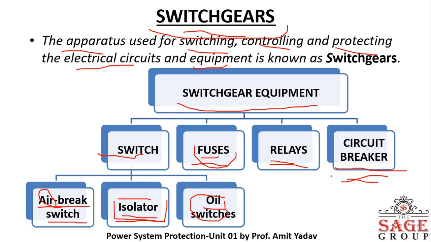Now the next one is the circuit breaker. A circuit breaker is also a type of switchgear equipment. It is equipment which can open or close a circuit under all conditions. Under all conditions means it can work under no load condition, in full load condition, or even under fault condition. This is the basic difference between the circuit breaker and the isolator. As I told you, the isolator always works in no load condition, but the circuit breaker can work in all conditions. So these are some basic types of switchgears.